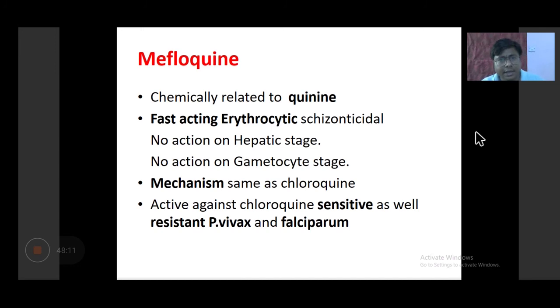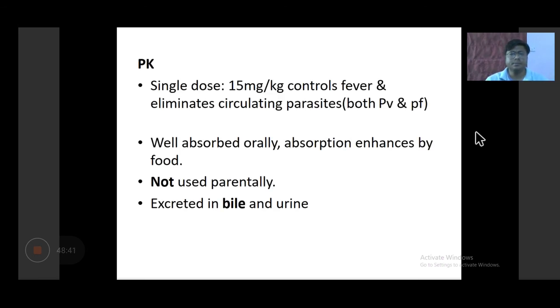Mefloquine, again, is chemically related to quinine, as we'll see. They also have the same mechanism of action as that of chloroquine. Rest everything we already discussed: they come under the classification of fast-acting, high-efficacy erythrocytic cytotoxic agents. There is no action on hepatic forms or gametocytes, so they are only for clinical cure. And they are active against chloroquine sensitive as well as resistant strains. So if there is chloroquine resistance, we have these options, atovaquone and mefloquine.